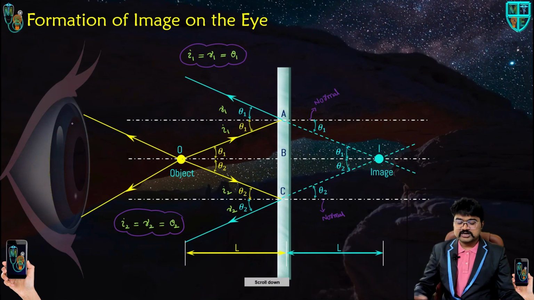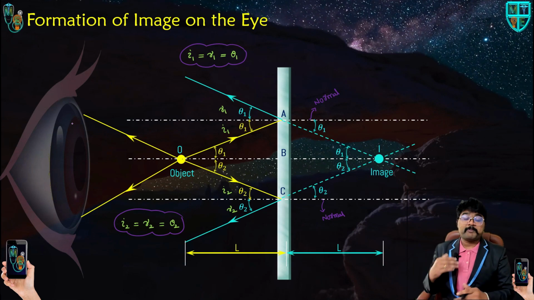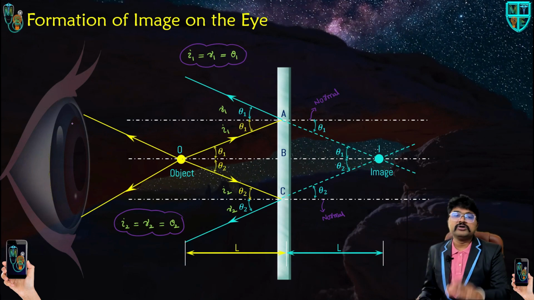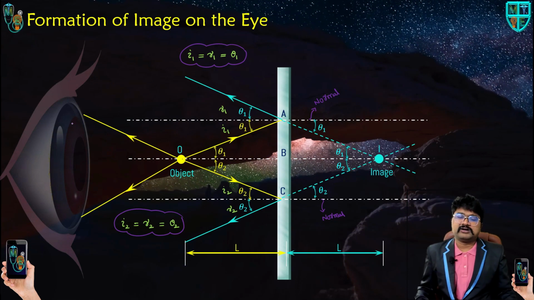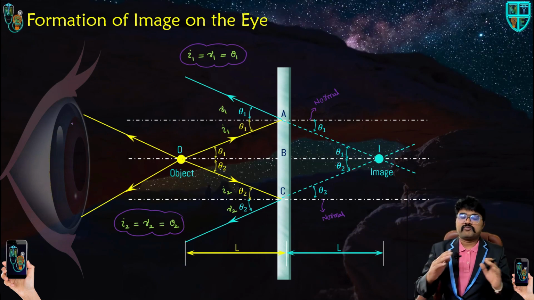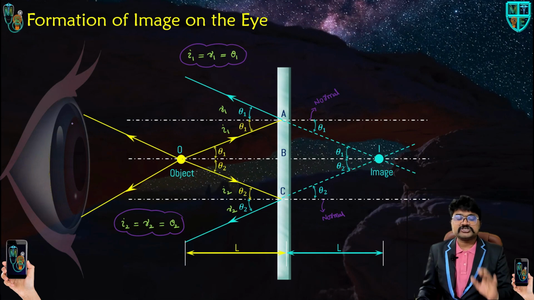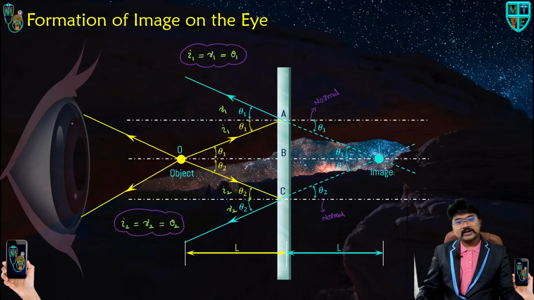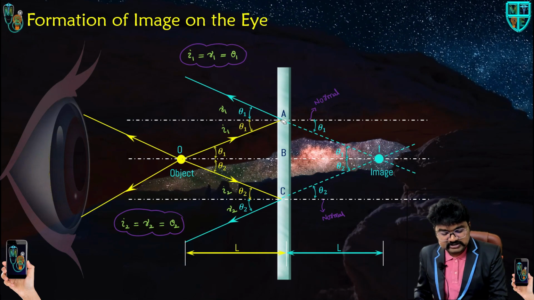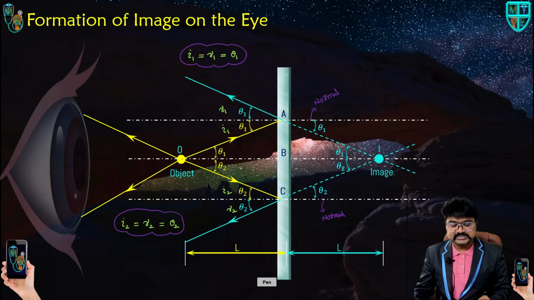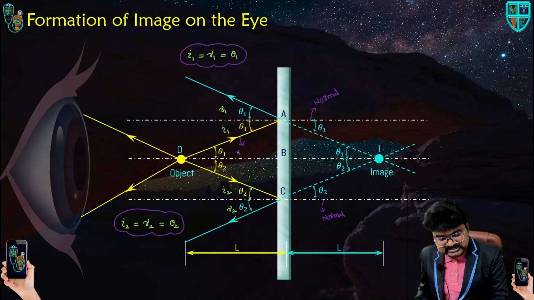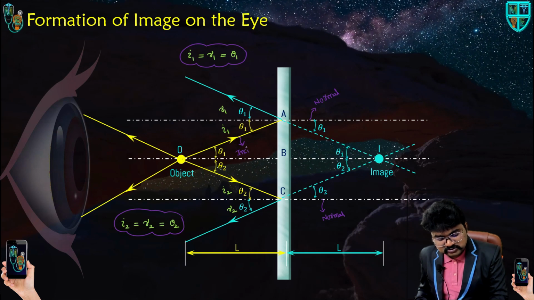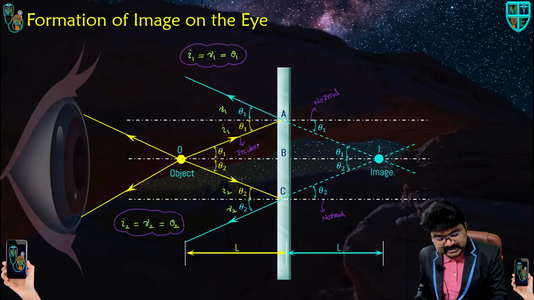Completely, all rays are incident on the eye. That is why you are able to see the object. This is the basic knowledge related to formation of image on the eye. Understood now? Here, with reference to this angle of incidence, I can say that this would be the incident ray.